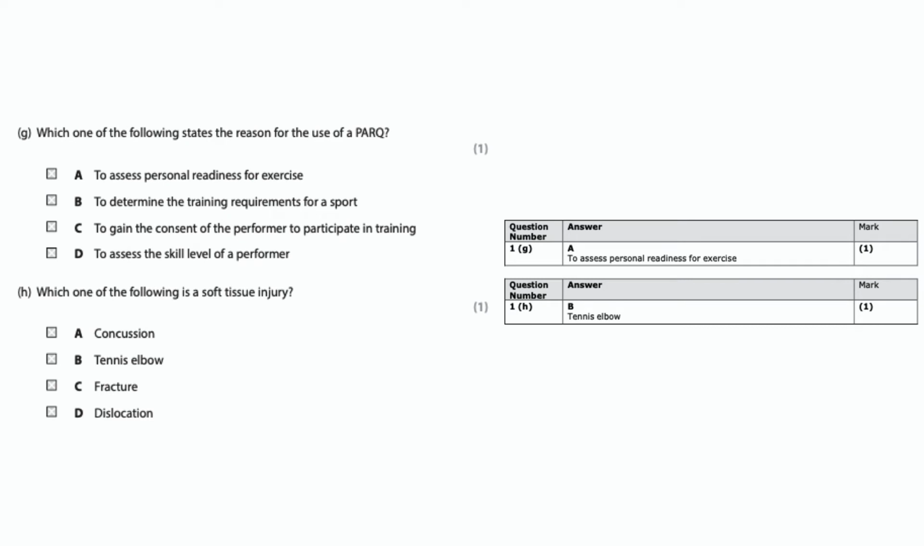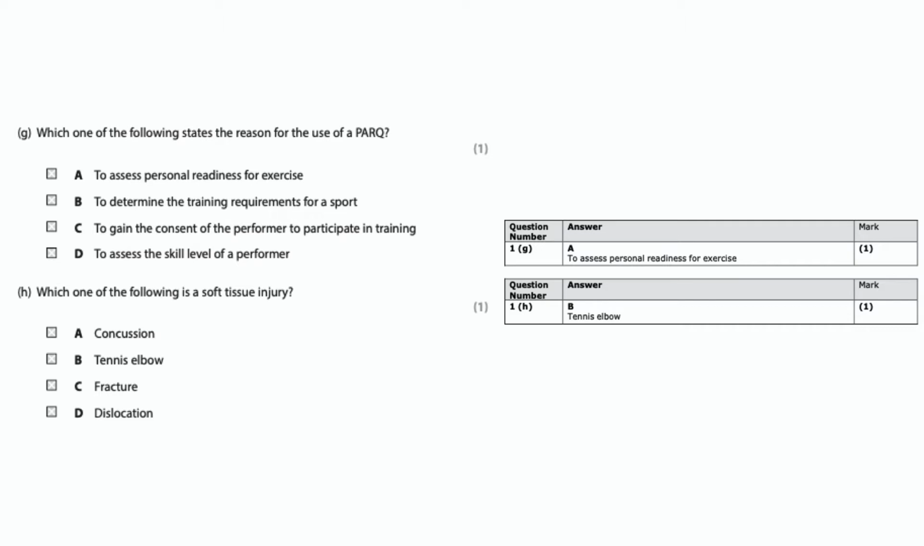The first two questions are 1-mark questions, so multiple choice, hopefully nice and simple. Which one of the following states the reason for the use of PAR-Q? So it's A, to assess personal readiness for exercise. PAR-Q is a physical activity readiness questionnaire, so it's A.